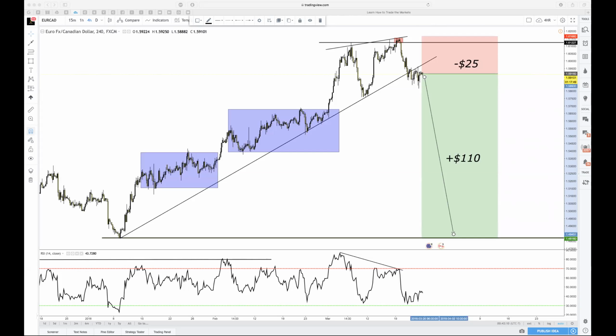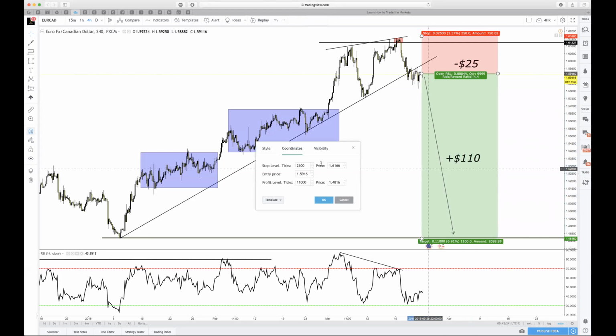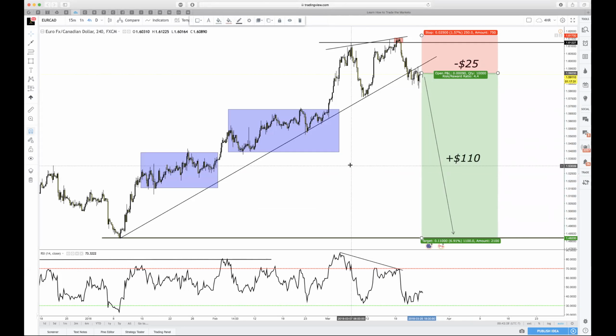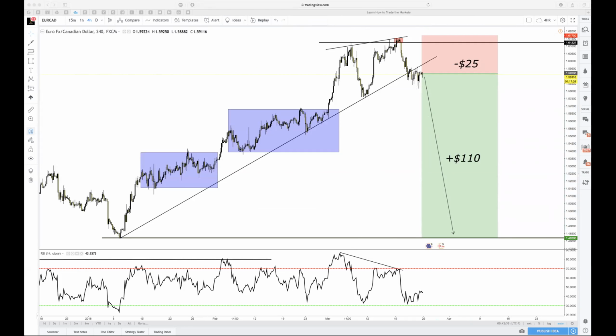Let's see. 1.6166. Take profit is 1.4816. I kind of don't like the numbers. Hold on. I'm just going to make 592. Okay, perfect. 617. 6174820. Stop loss, take profit, everything is set.